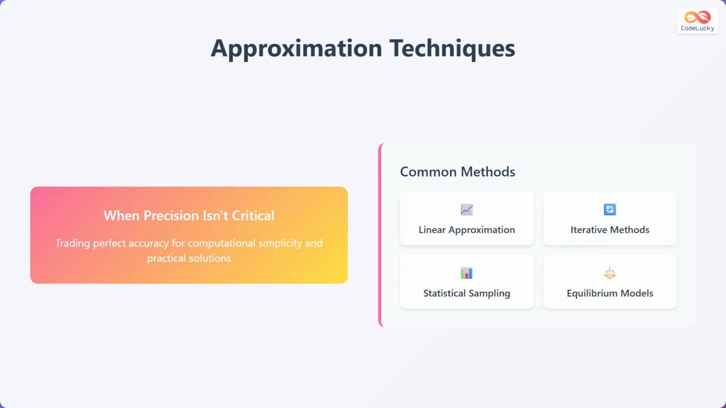Approximation is another important concept in mathematical modeling. It means trading perfect accuracy for the sake of simplicity and practical solutions. This is especially useful when perfect precision isn't critical. Some common approximation methods include linear approximation, iterative methods, statistical sampling, and equilibrium models. Each of these techniques allows us to find solutions that are good enough, without getting bogged down in complex calculations.